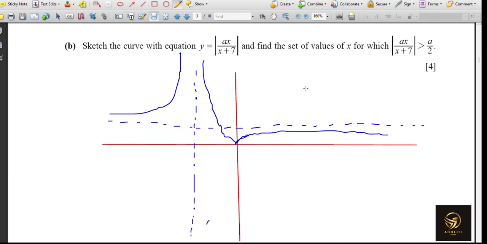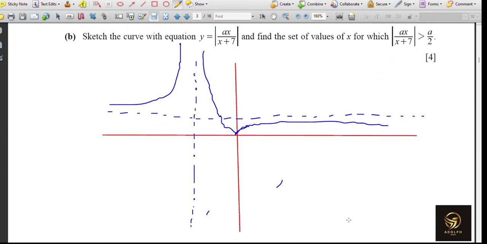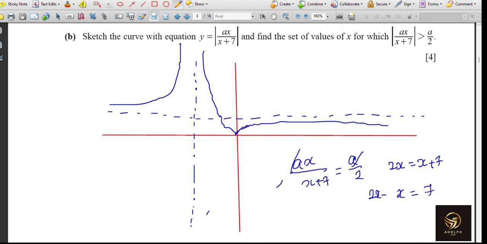Then next we have to find out the set of values where the modulus value of the curve is greater than a by 2. So first what we can do, we can write ax divided by x plus 7 equals positive a by 2. We can equate it to find out the point actually. So a and a are getting cancelled. Then if you cross multiply, you will be getting 2x equals x plus 7. And if you simplify, you will be getting 2x minus x equal to 7. Then x equals 7 is one of the values.